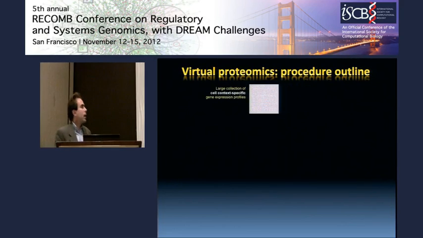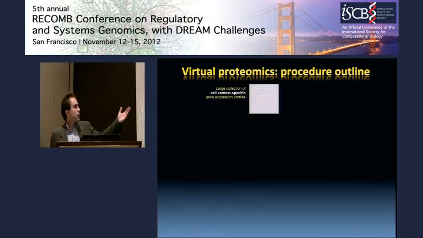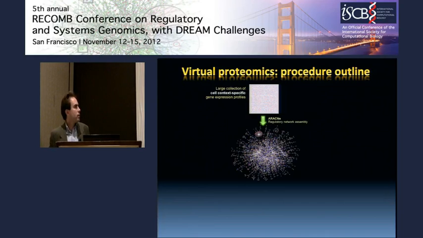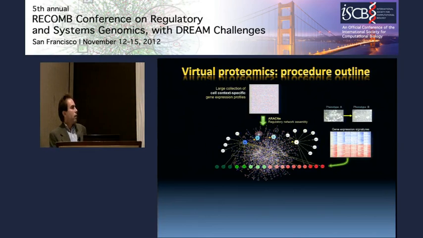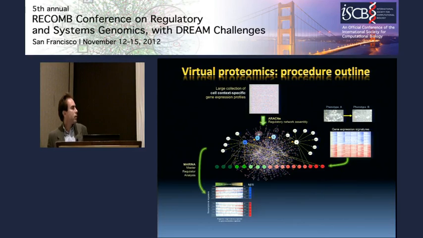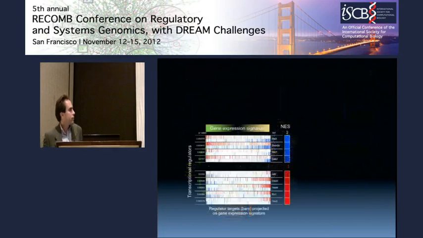How do we do this in the lab? We first reverse engineer cell context-specific networks from large cell context-specific expression profiles. For that, we use ARACNe. And once we have the network and we have a phenotype, we can get the gene expression signatures and then use an algorithm called MARINa, for master regulator analysis, to infer the differential activity of these regulators. I would like to zoom in on this figure.